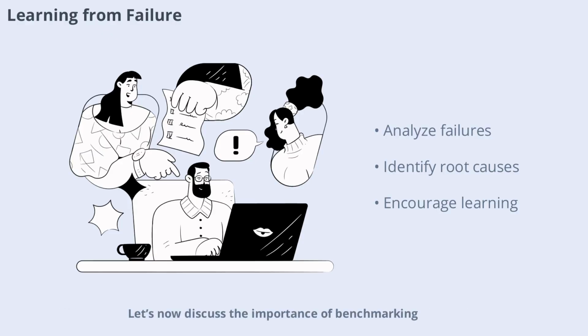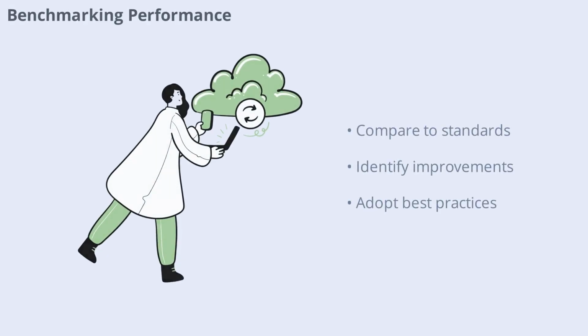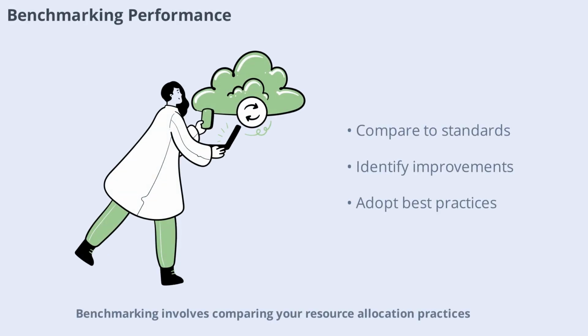Let's now discuss the importance of benchmarking. Benchmarking involves comparing your resource allocation practices and results to industry standards or best-in-class organizations. This process helps identify areas for improvement and set realistic performance targets. By learning from others, you can adopt proven strategies and avoid common pitfalls.